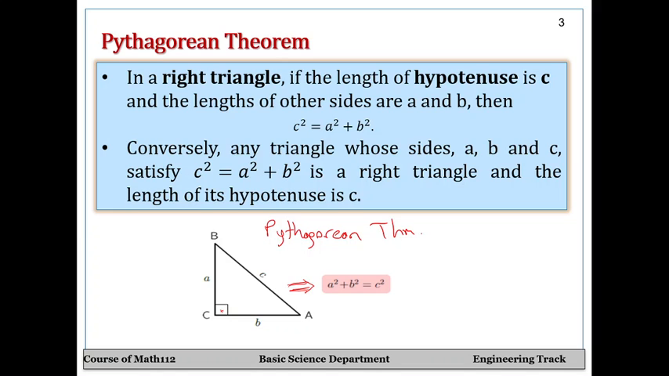And its converse is this. If you have three positive numbers a, b, c such that a squared plus b squared equals c squared, then you can form a right triangle this way. So it's the converse of the Pythagorean theorem.